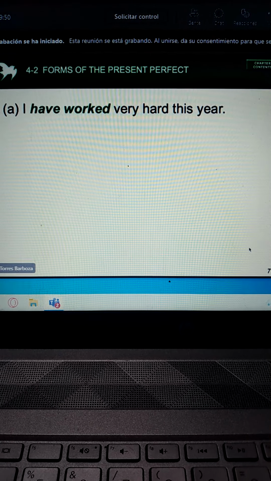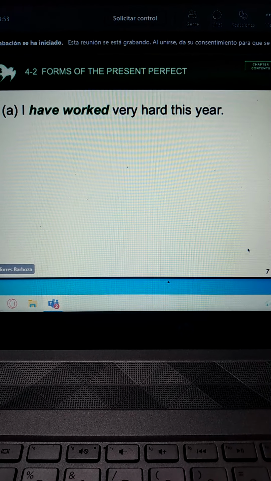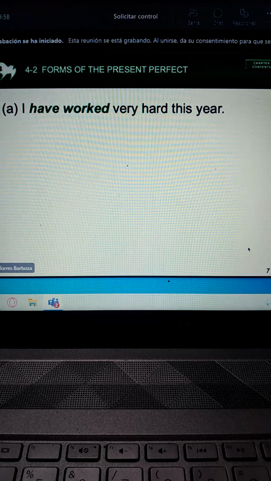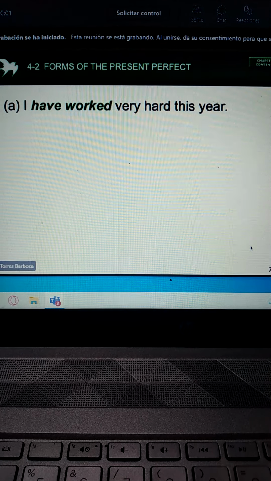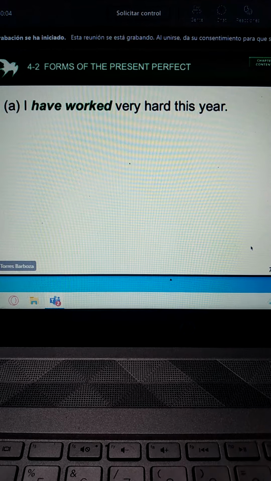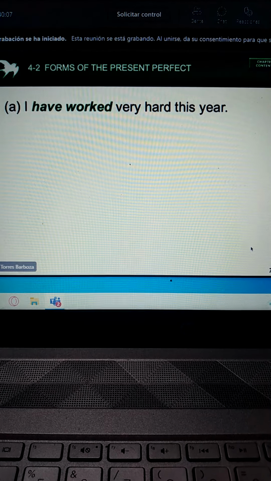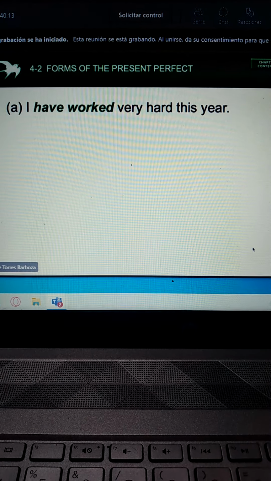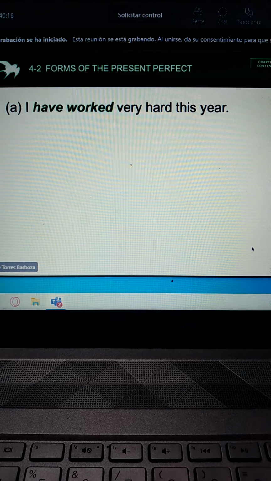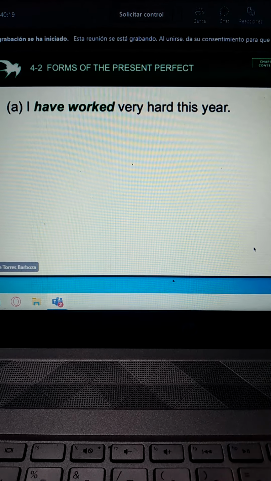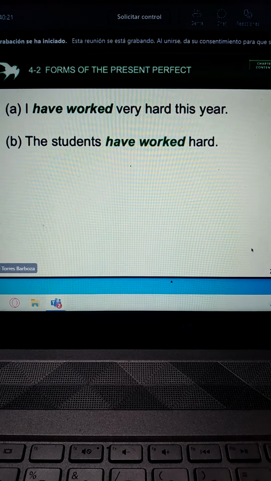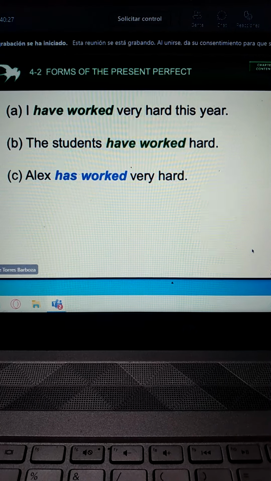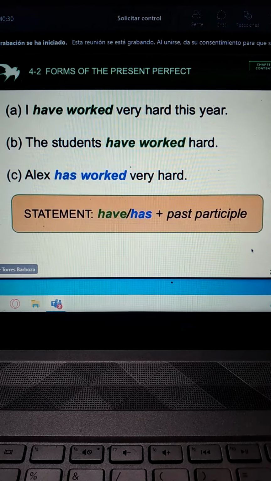Number one, I have worked very hard this year. If we analyze this sentence, guys, I have worked very hard. What does it mean? That I began in the past. I began in January, but now I am still working. You see? That's why it's present perfect. It started in the past and continues up to the present. I have worked very hard this year. The students have worked hard. Alex has worked very hard.